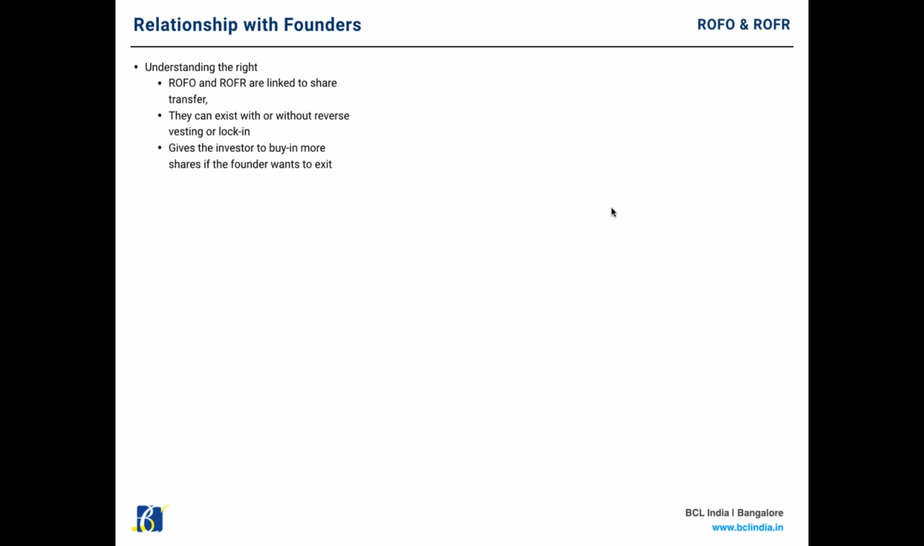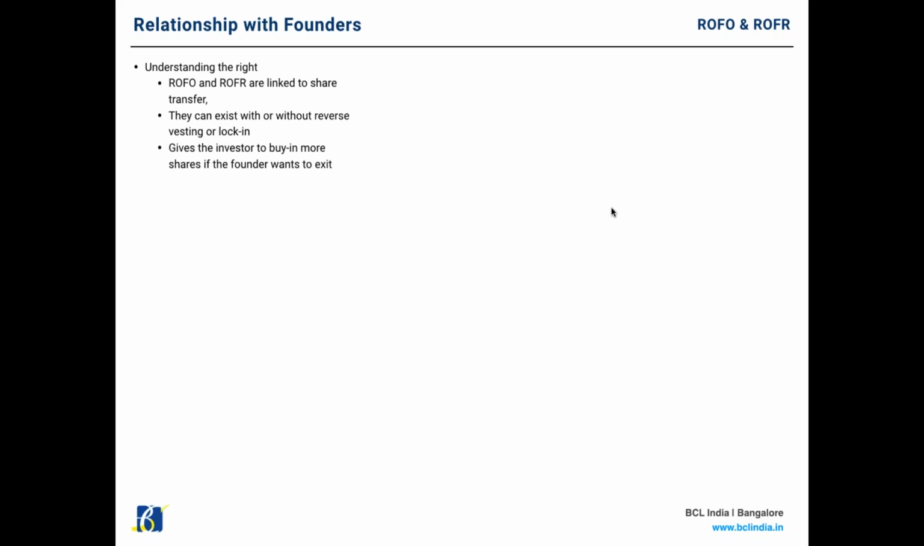ROFO and ROFR. Now these are clauses that are linked to transfer, right? First we've looked at lock-in, we've looked at reverse vesting. Say the reverse vesting period is complete, lock-in is complete. Now you go and you want to sell the shares. Now this is not just applicable to promoters of the company, but also to any shareholder who wants to sell the shares, including the investor, right?